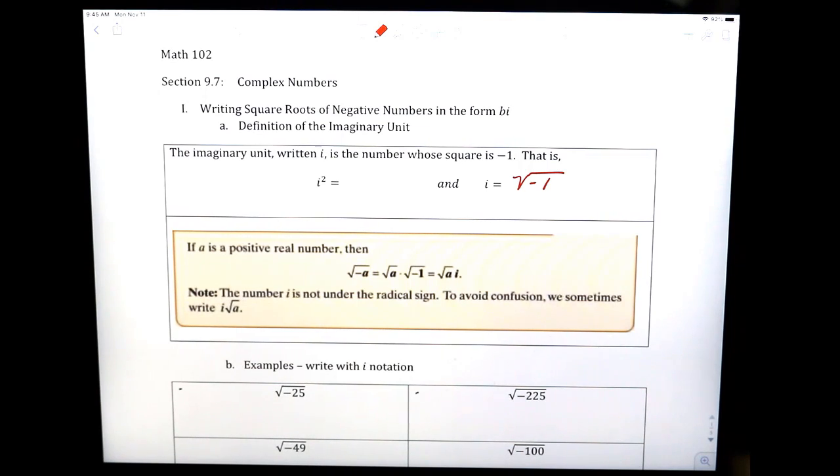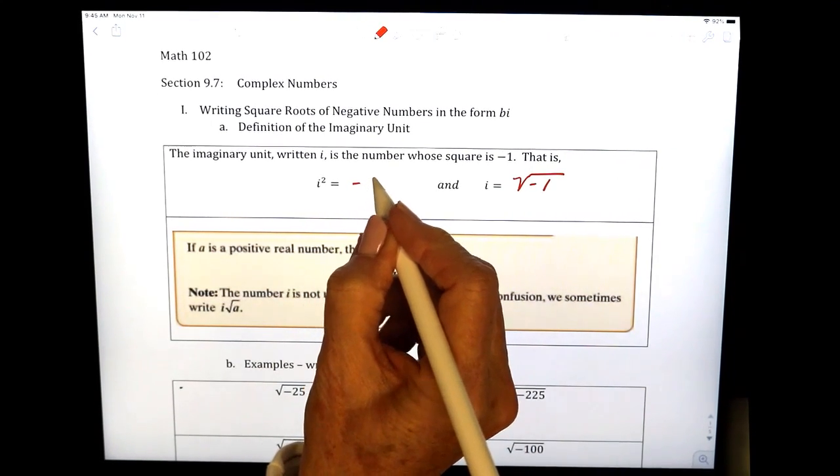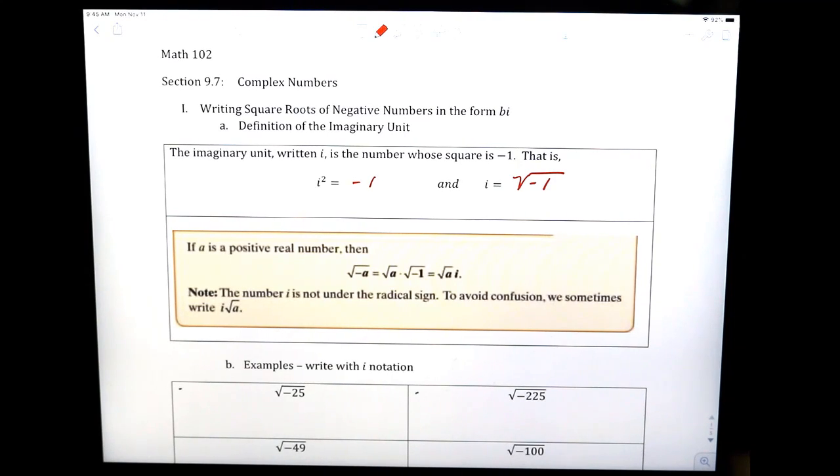And the other thing that you'll need to know here is that i squared is defined to be equal to -1. So those are two important things that you're going to want to remember. So this is how we're going to use it.